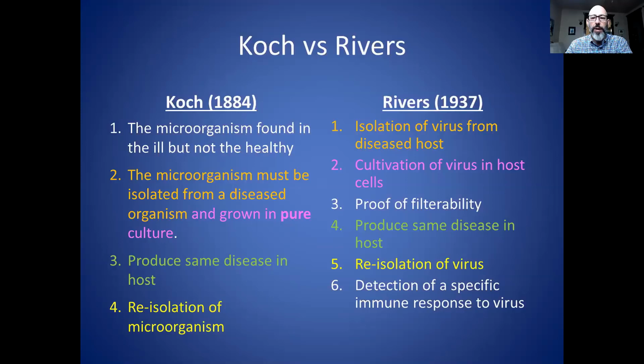Because if you can't find a virus in a sick person with the disease that you're looking at, then how can you really say that it causes that disease? However, I'm going to give it a pass because they're using the Rivers criteria, so I will apply the Rivers criteria. And you can see that it definitely requires isolation of the virus from a diseased host, just like Koch's criteria. And also, there's a slight difference in how it's cultivated because viruses are not living organisms.